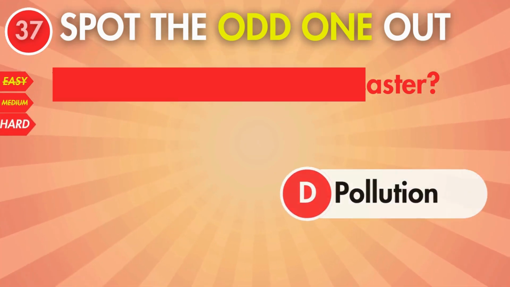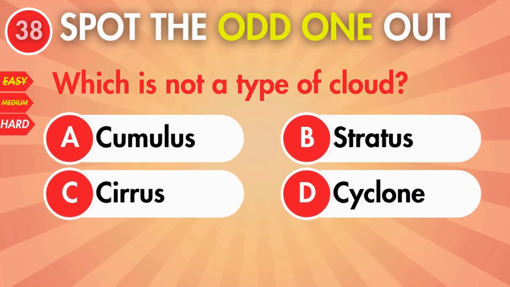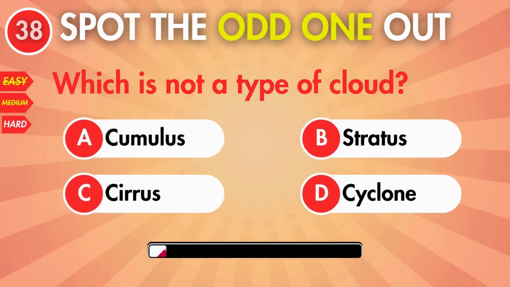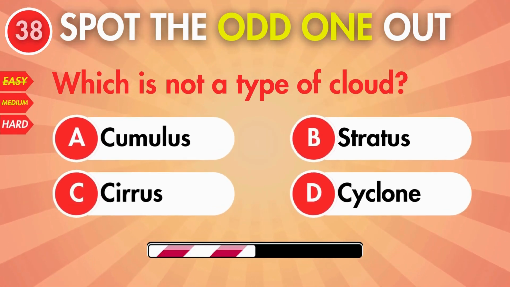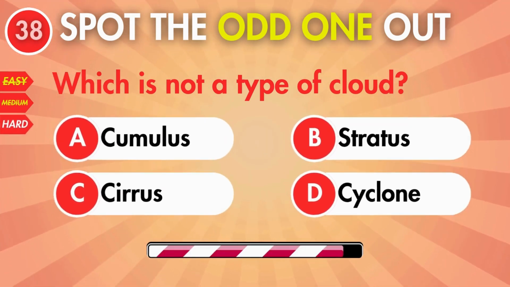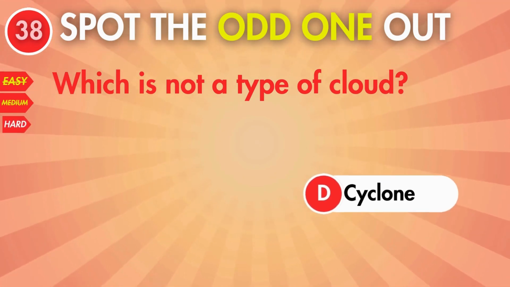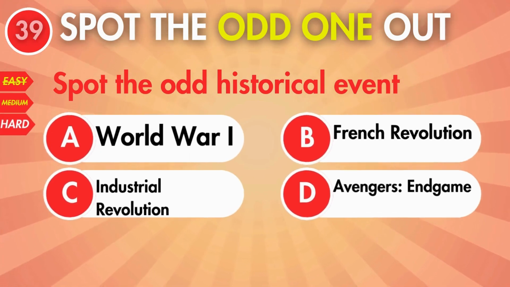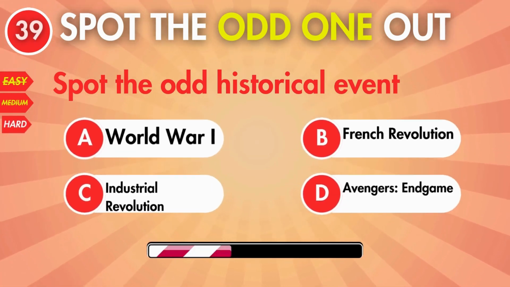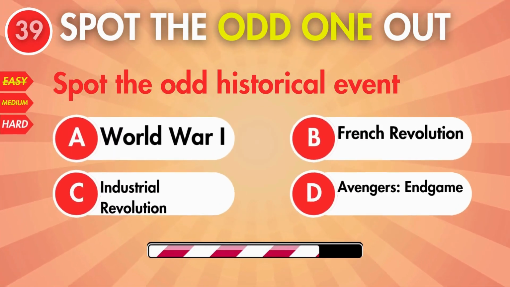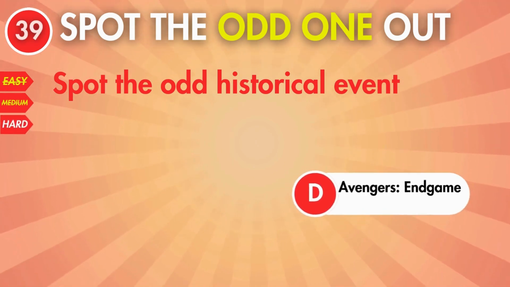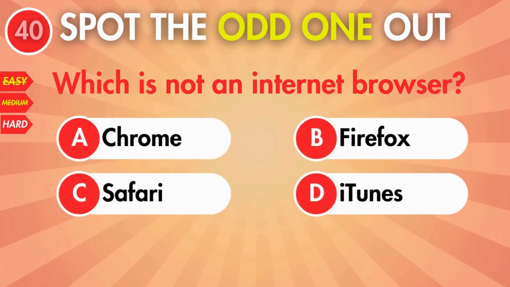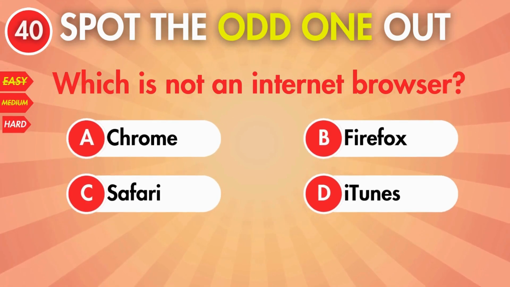Pollution, which is not a type of cloud. Cyclone. Spot the odd historical event. Avengers Endgame, which is not an internet browser.